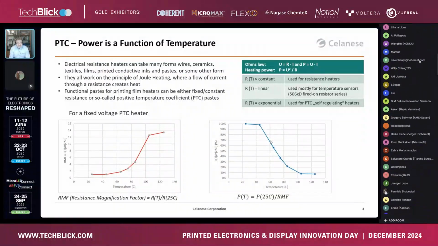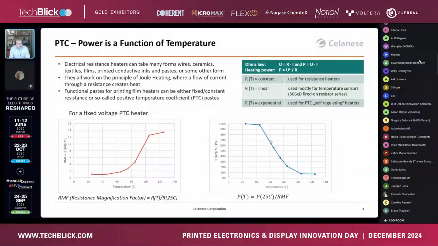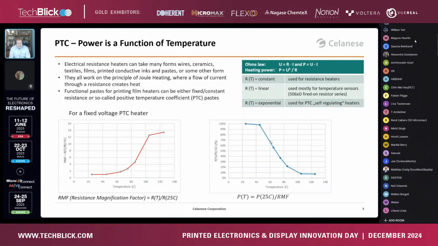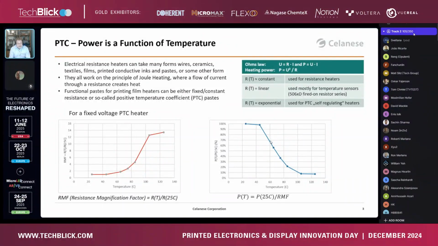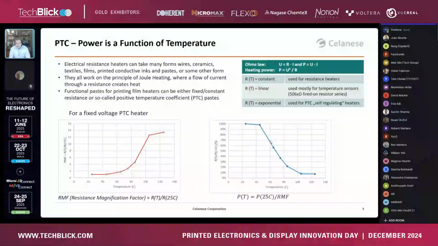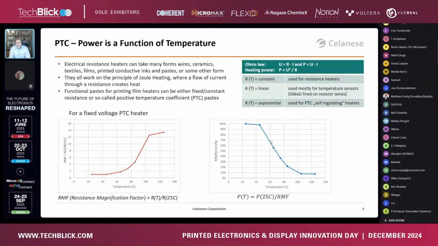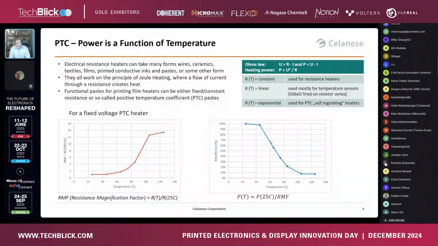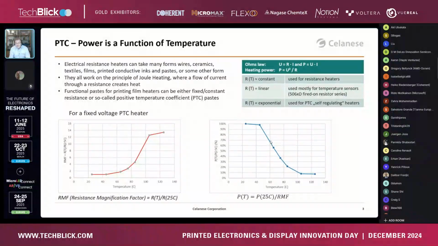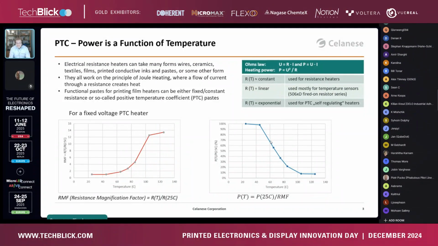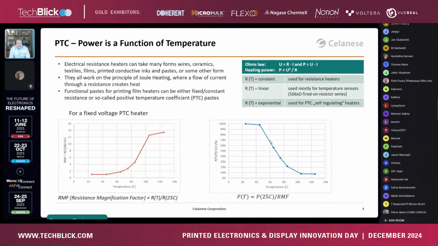So heaters can have many different kinds of forms: printed on ceramics, in the form of wires, textiles, film. There are plenty of things, but all work on the same principle. It's Joule heating. When current is flowing through a conductor or resistor, it heats up due to the electrical resistance, and there is Ohm's law behind it. Everyone learned it in school: the voltage is equal to the resistance multiplied by the current going through, and the power is the voltage multiplied by the current, which gives the power as the supply voltage squared divided by the resistance.